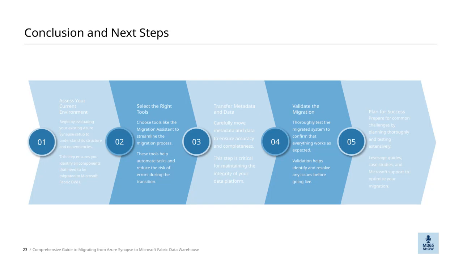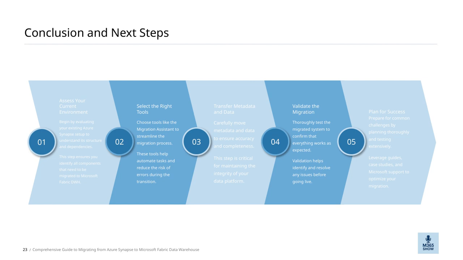Let's review the key points from our conclusion and next steps. First, it's essential to start by evaluating your existing Azure Synapse setup. This means understanding its structure and dependencies, so you can identify all the components that need to be migrated to Microsoft Fabric Data Warehouse. Getting a clear picture up front helps prevent surprises later on. Next, choose the right tools, like the Migration Assistant, that can streamline and automate much of the process. These tools are designed to reduce manual effort and minimize errors during migration, making the transition smoother and more reliable.